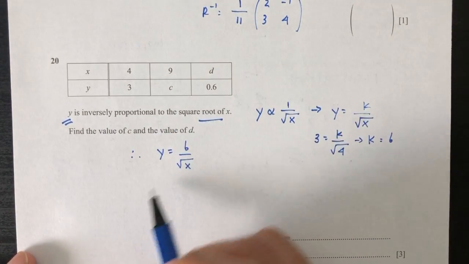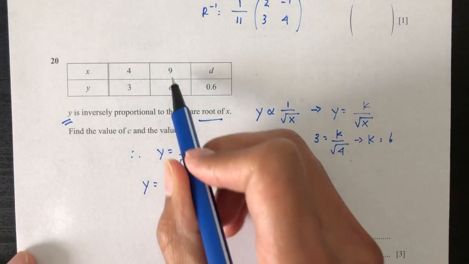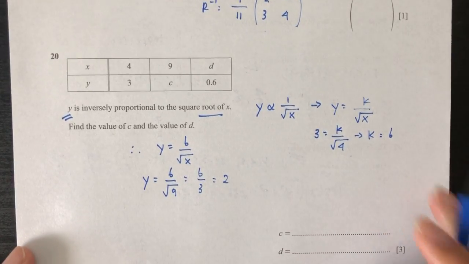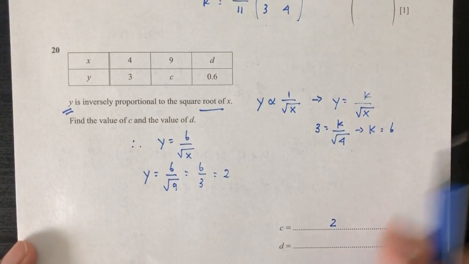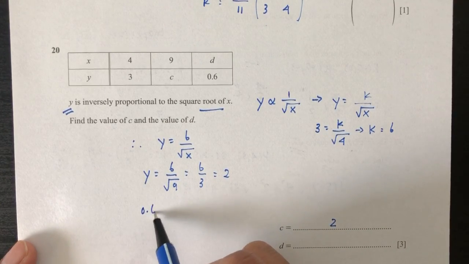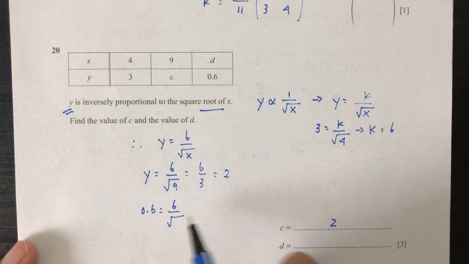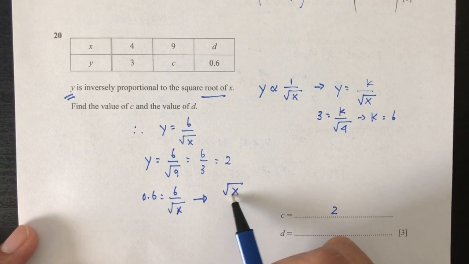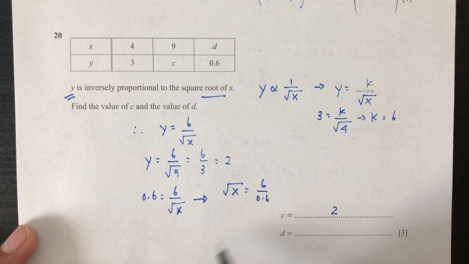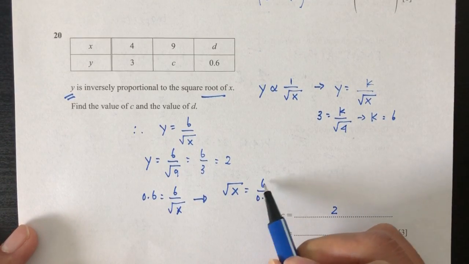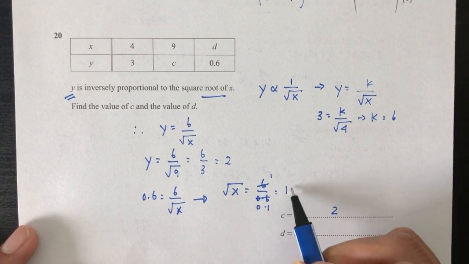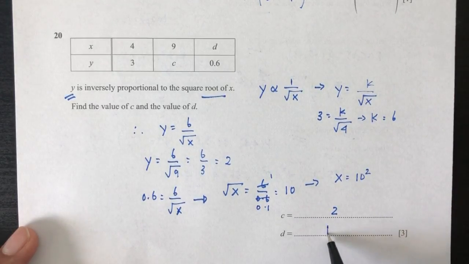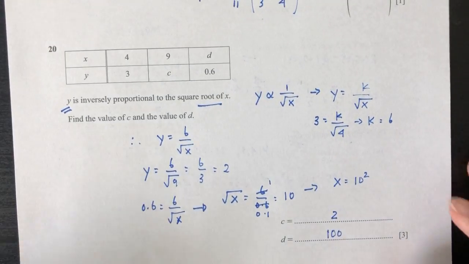So now find the value of c. C is the value of y when x equal to 9. That will be 6 over 3, which is 2. C equal to 2. Now next one, find the value of d, which is x, when y equal to 0.6. So square root of x equal to 6 over 0.6. You can divide by 6, you will have 1 over 0.1, that will be 10. So x will be 10 squared, which is 100. That is 20.